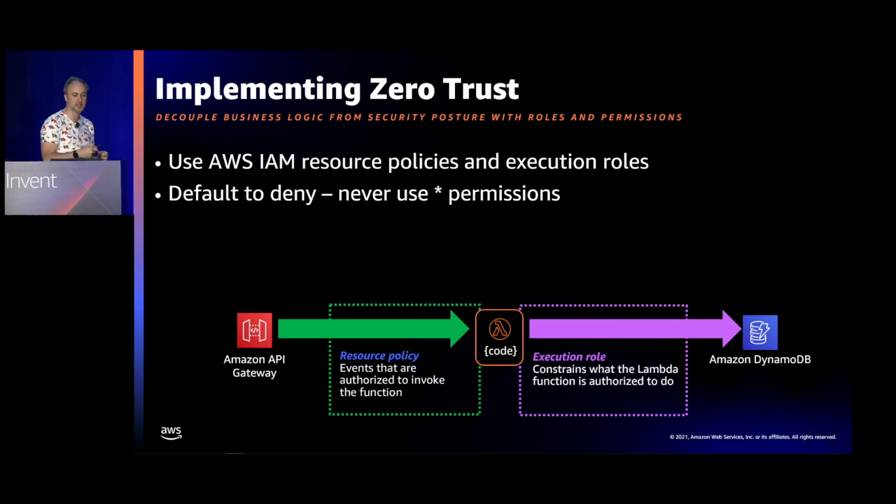And with Lambda specifically, you would use resource policies and execution roles. So a resource policy defines what services are allowed to invoke your Lambda function, okay? And an execution role defines what your Lambda function is then able to interact with. And by default, both of these are set to nothing, to 0. So when you first build your Lambda function, it can't do anything apart from write to CloudWatch logs.